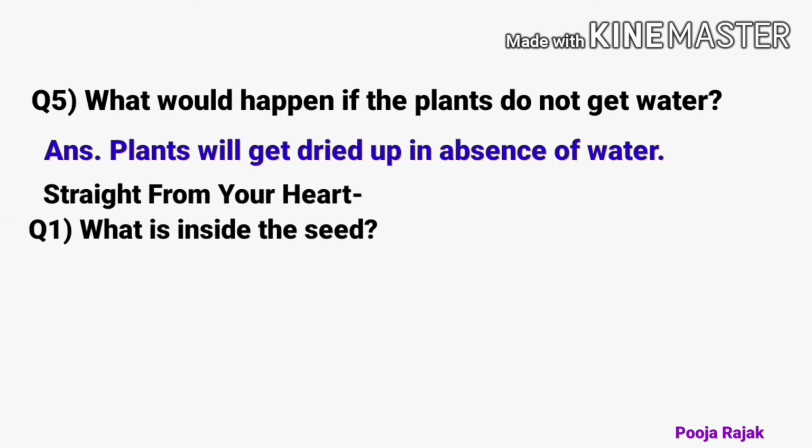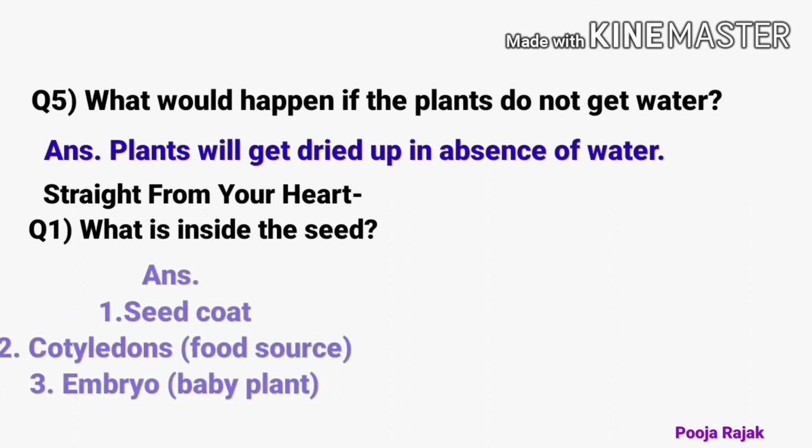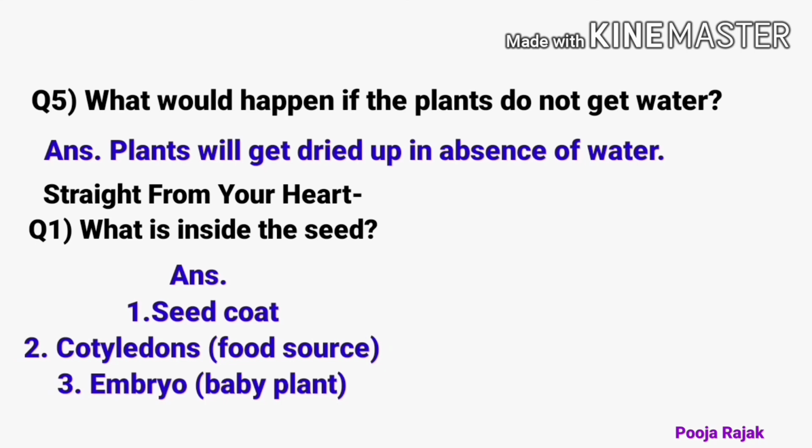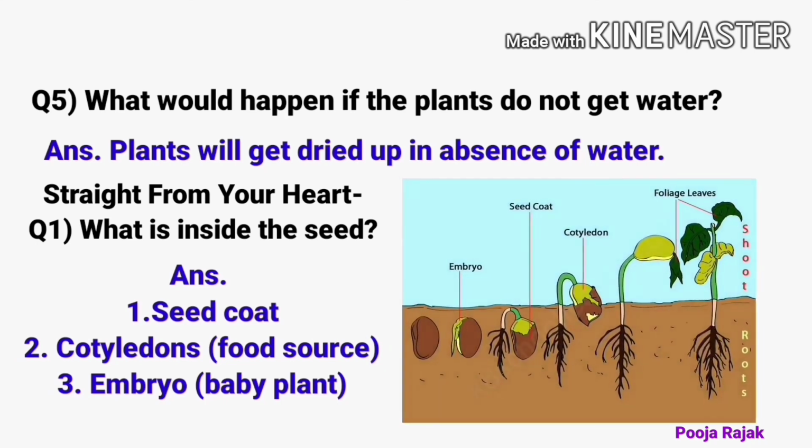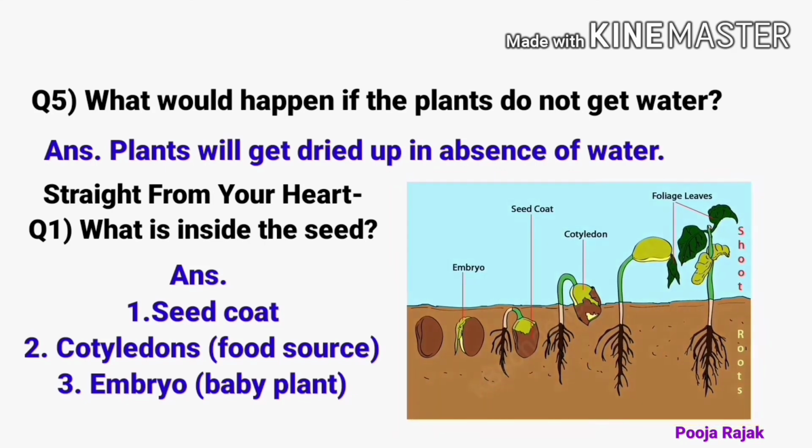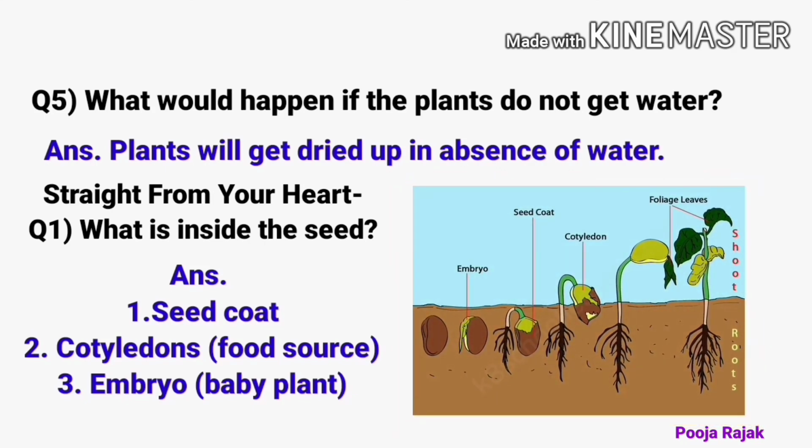Straight from your heart, what is inside the seed? So basically, first one is seed coat, second one is cotyledons or food source, and third one is embryo or baby plant. As you can see in the picture at the right side. I hope it's clear to you now.